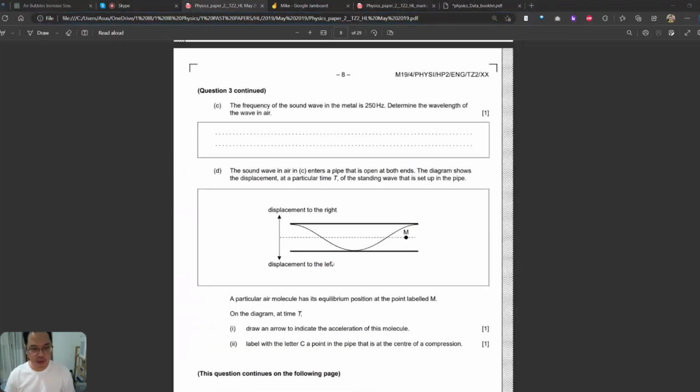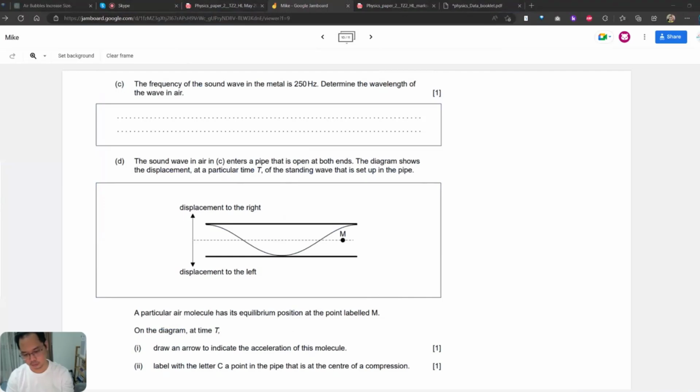The question C about wavelength is very simple. The frequency of the sound wave in the metal is 250 Hertz. Determine the wavelength of the wave in the air. Wavelength lambda is the speed of the wave, 6010 meters per second, divided by the frequency 250. Wait, the question is the wavelength in the air, not in the metal. So the speed in the air is 340.